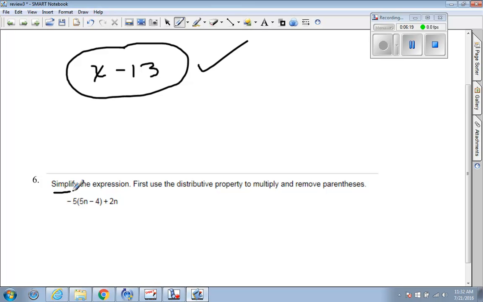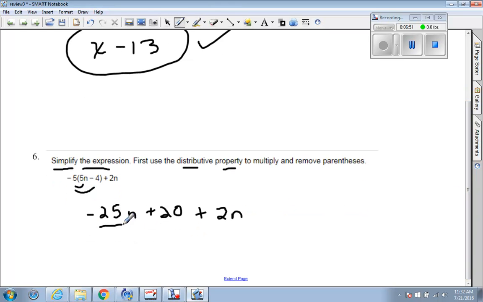Simplify the expression. Again, whenever I see simplify the expression, I know I'm not solving anything. I'm more or less just cleaning it up, combining like terms, using the distributive property and so forth. So let's use the distributive property here. We're going to have negative 25n plus 20, because a negative times a negative is a positive, plus 2n. Combine like terms. The n terms go together. So negative 25 plus 2 would lead me to negative 23n.